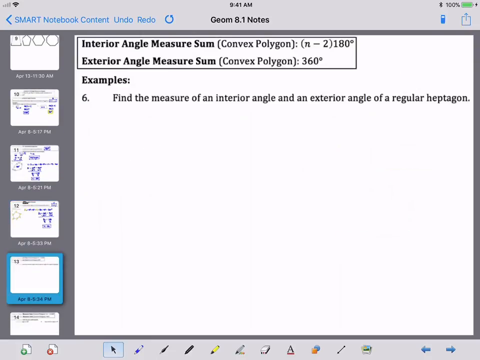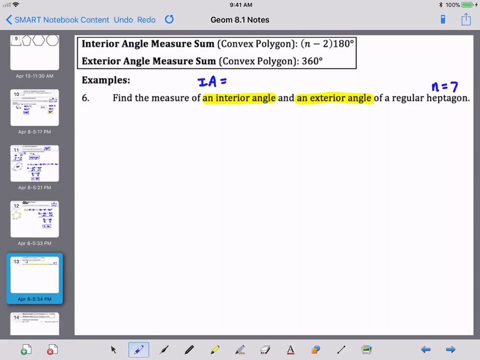Okay, in our next examples, we're going to use these 2 formulas. One thing that you need to be aware of, if you're finding the measure of one interior angle or one exterior angle, you have to make sure you divide the total by the number of sides. So in this case, if we have a heptagon, we're dealing with 7 sides. So I'm going to make a couple of formulas here for future reference.